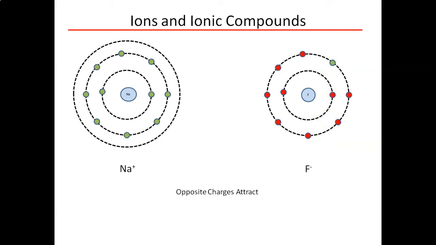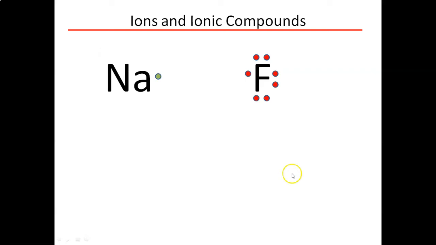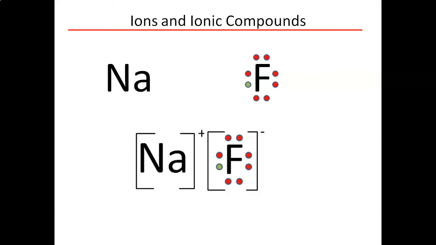Now we know opposite charges attract, so this positive charge will attract this negative charge, and they'll form what's called an ionic compound, which consists of a positively charged particle and a negatively charged particle held together by their electrostatic attractions. And we can show this with our Lewis dot diagrams. Loss of the electron from sodium to fluorine. So now I have a sodium ion, and I have a fluoride ion. The sodium ion and fluoride ion are going to be attracted to each other, and they're going to form.